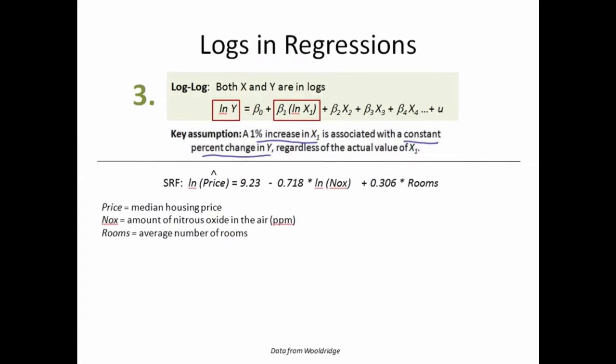So consider the sample regression function relating median housing price in a certain area to the amount of nitrous oxide in the air in parts per million and the average number of rooms for houses in that certain area. And we're taking the natural log of both the dependent variable price as well as the independent or explanatory variable of amount of nitrous oxide in the air.